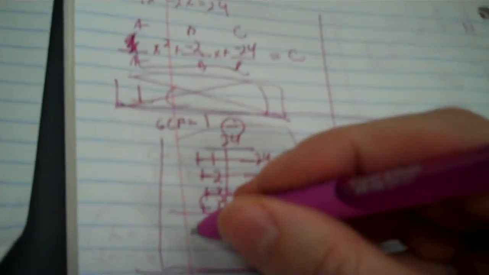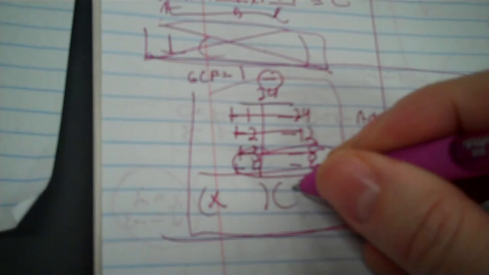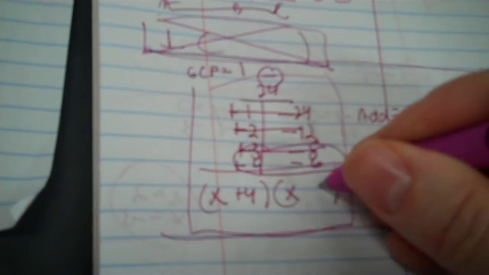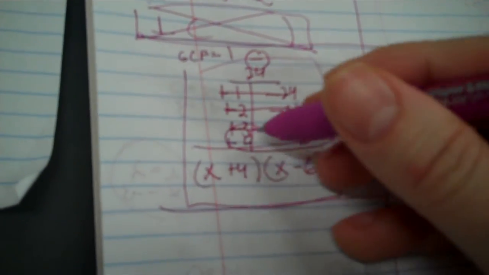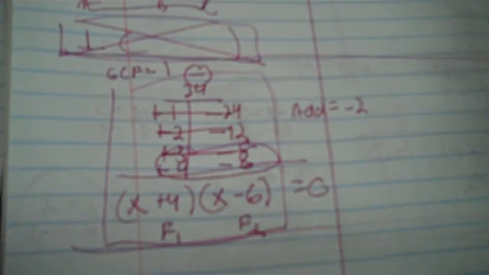Okay, if a is 1, you can get rid of it. So I make 2 parentheses, okay? So x plus 4, x minus 6. Plus 4, minus 6. F1, F2. Because if you multiplied that out, you would get back to here.